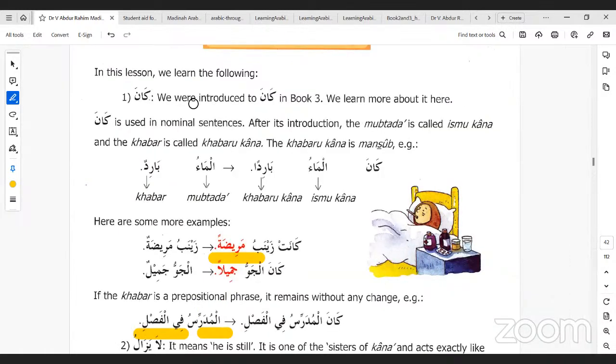Kana. We were introduced to Kana in book 3, and we learn more about it here. Kana is used in nominal sentences. After its introduction, the mubtada is called ismu kana and the khabar is called khabaru kana. The khabaru kana is mansoob. Example: kanal ma'u baridan. The al-ma'u is ismu kana and the baridan is khabaru kana. Al-ma'u baridun: in this case, al-ma'u is mubtada and baridun is khabar. Here are some more examples. Zainabu maridatun, and كانت زينب مريضة. الجو جميل becomes كان الجو جميلا. If the khabar is a prepositional phrase, it remains without any change. Example: المدرس في الفصل, كان المدرس في الفصل.